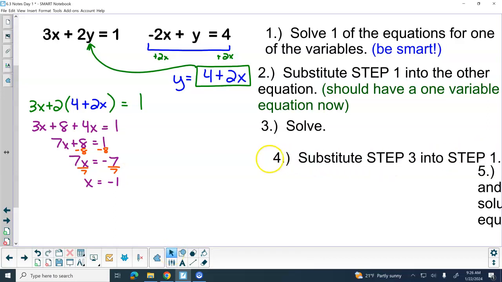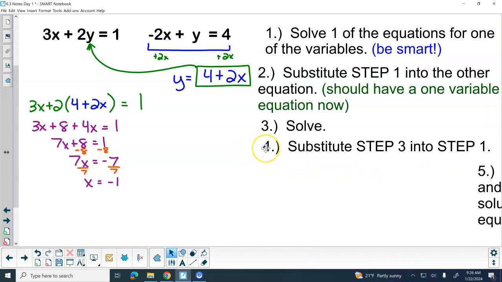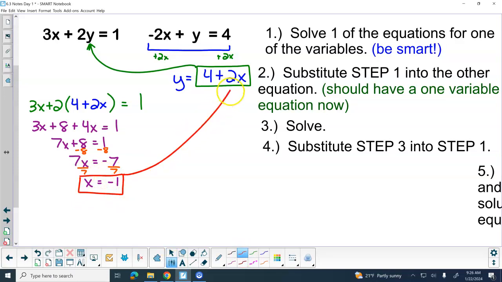Now, we're going to substitute that answer back in here to get what y is. So now this is going to be y equals 4 plus 2 times negative 1. That's going to be 4 minus 2. That's going to be y equals 2.